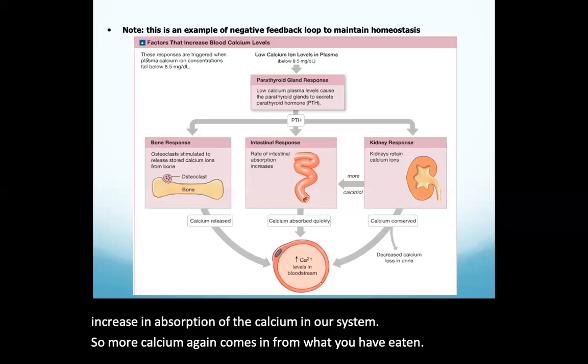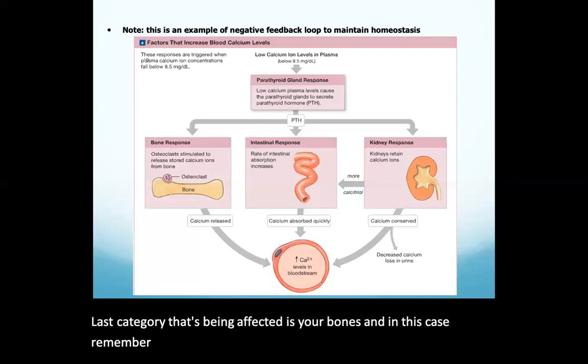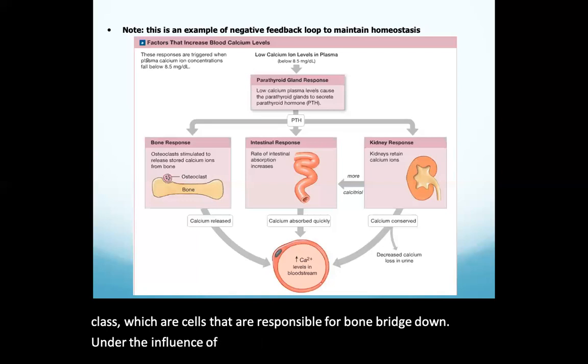The last category being affected is your bones. In this case, remember that your bones are literally a deposit of calcium. So osteoclasts, which are cells responsible for bone breakdown, under the influence of PTH, break down or dissolve the bone and release the calcium into your bloodstream.